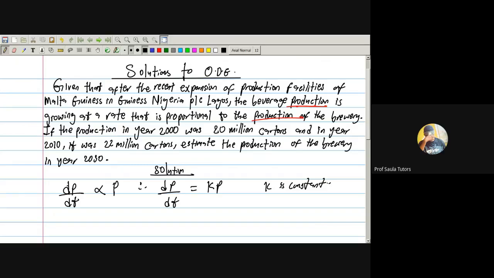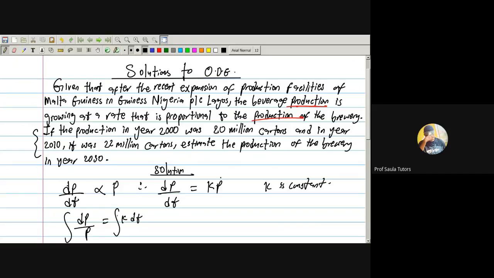Before we move to the other part of the question, let's quickly solve this differential equation. What method will I use to solve this? We all know it will be variable separable. I can put this P under here to become dP over P equals k dt. That's variable separable. Then from there, I will integrate both sides.